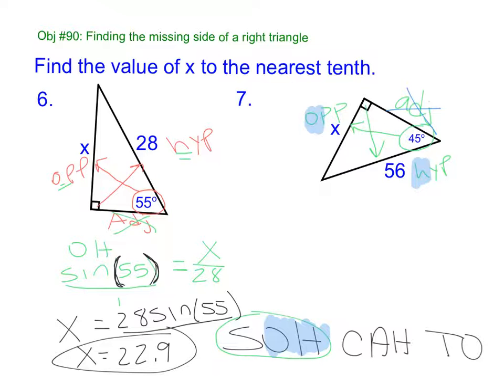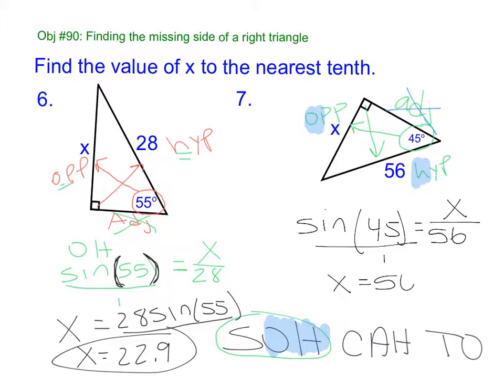All right, so that means sine again. Sine of 45 equals opposite over hypotenuse. I'm going to cross multiply. X equals 56 sine of 45. Remember, we cannot multiply the 45 and 56. So 56 sine of 45, put that in my calculator, and I get 39.6. And we are done.